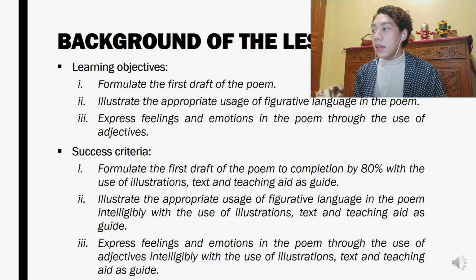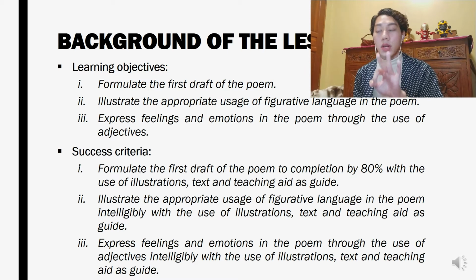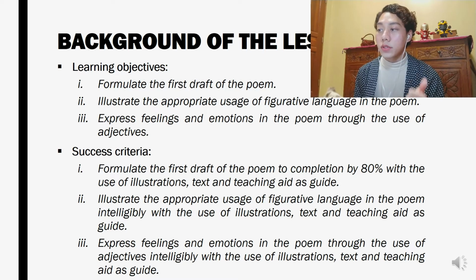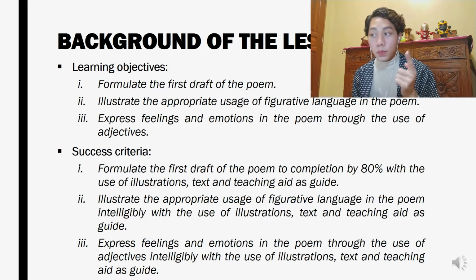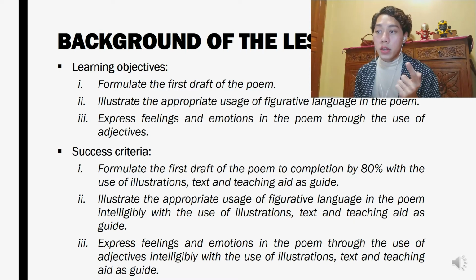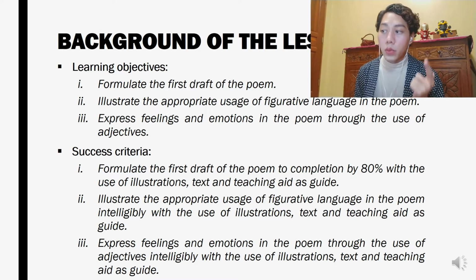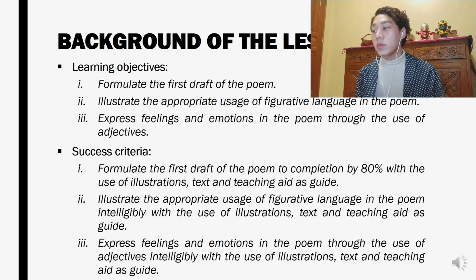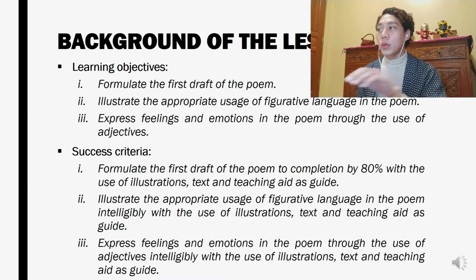And then we also have three success criteria. The first one is formulate the first draft of the poem to completion by 80% with the use of illustrations, text, and teaching aid as guide. Number two, illustrate the appropriate usage of figurative language in the poem intelligibly with the use of illustrations, text, and teaching aid as guide. The third one is express feelings and emotions in the poem through the use of adjectives intelligibly with the use of illustrations, text, and teaching aid as guide. So those are the background of the lesson for this lesson plan specifically.